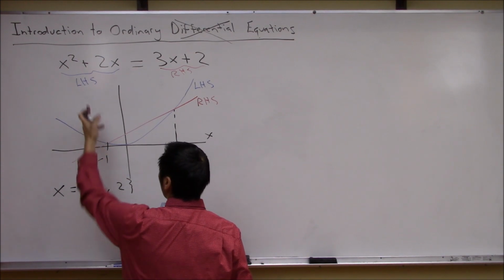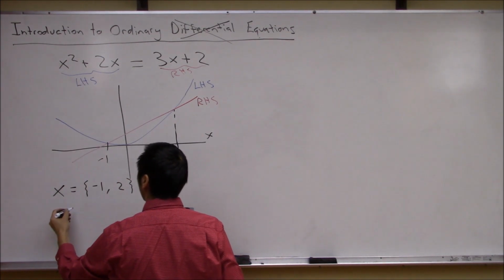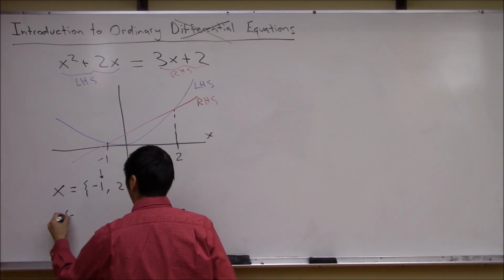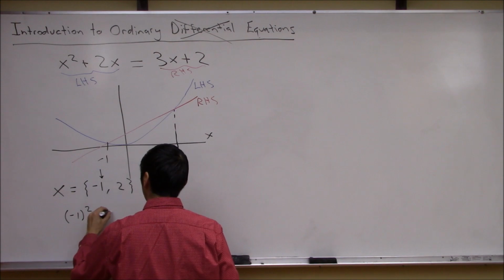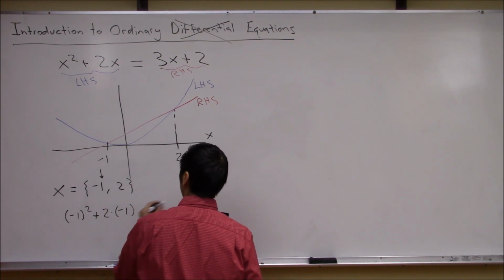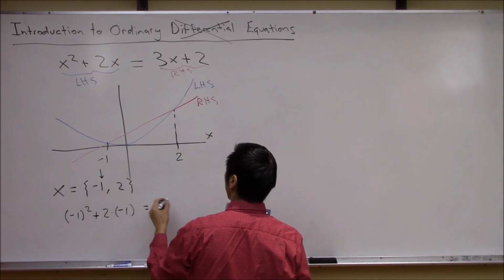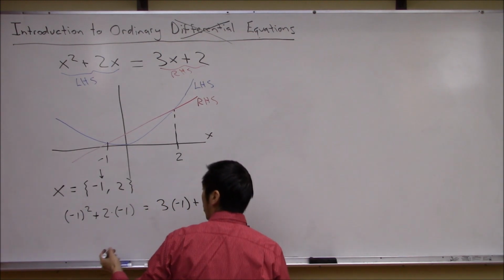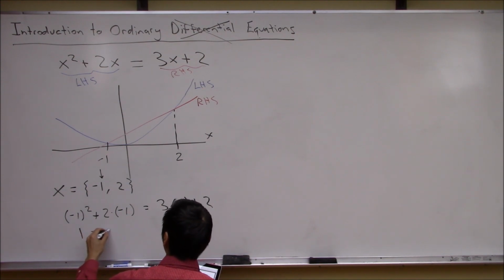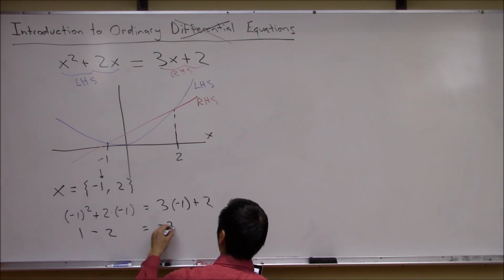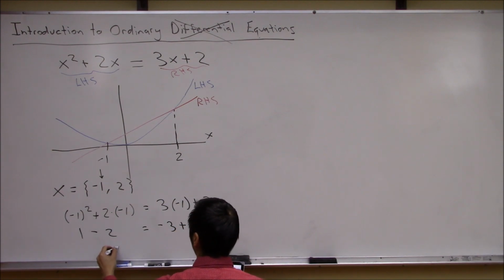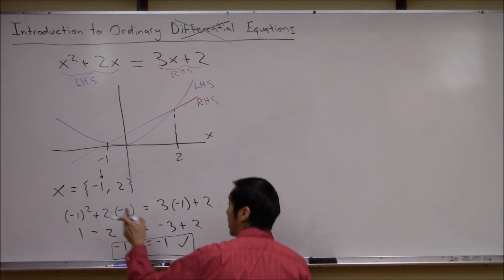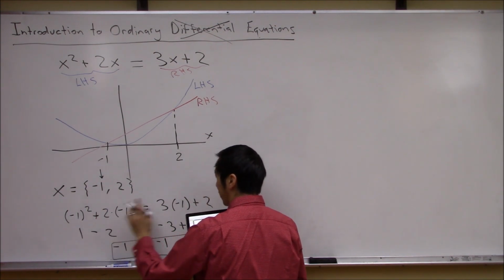So let's just check. Let's plug our solutions into the left-hand side. Let's do the first one, minus 1. So we have minus 1 squared plus 2 times minus 1. That better equal the right-hand side. What do we have on the right-hand side? This is 3 times minus 1 plus 2. So you just work this out: 1 minus 2 has got to equal negative 3 plus 2. So here, minus 1 is equal to minus 1. Yay, that works out. So we see that, yes, this value satisfies. It makes the left-hand side equal to the right-hand side.